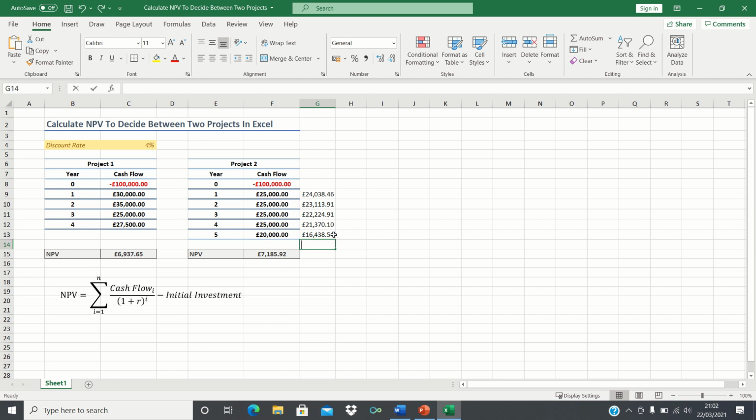We can then add all of these outputs together and finally deduct the initial investment. As you can see, this gives the same net present value as the one returned using the NPV function. So that's how you can calculate the NPV to decide between two projects in Excel.